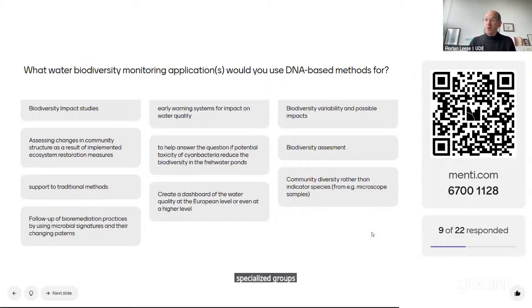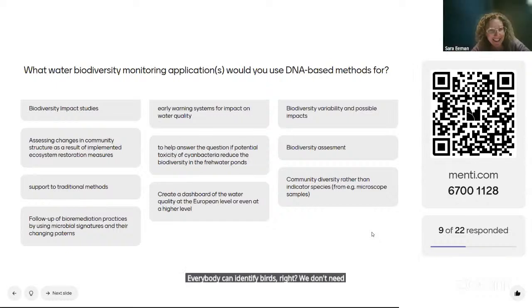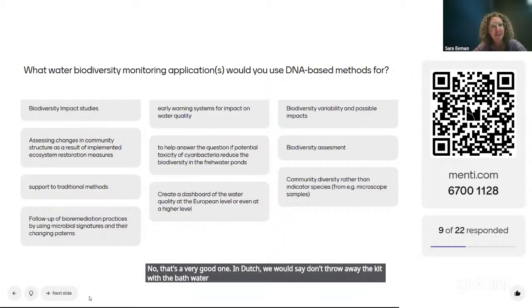Everybody can identify birds, right? We don't need more there. A bird from a fish, yeah, that would work. No, that's a very good one. In Dutch, we would say, don't throw away the baby with the bath water. If something new comes, don't throw away the old things. We just keep them and improve them.